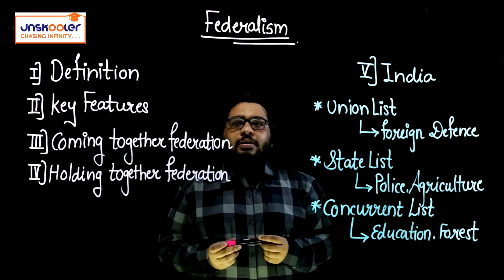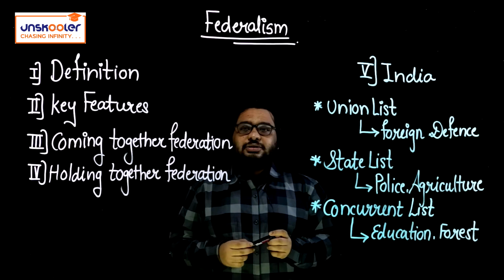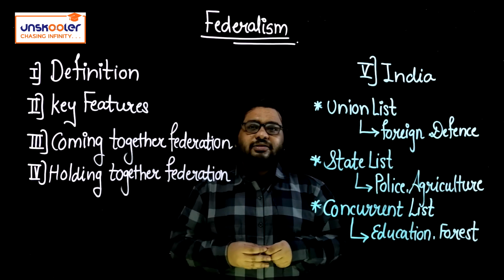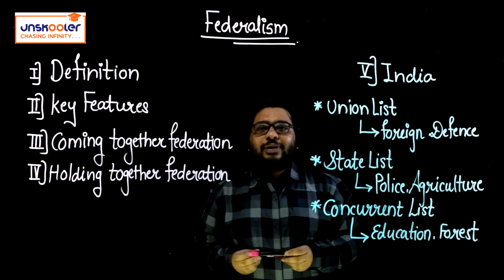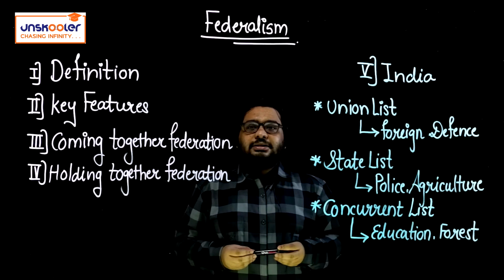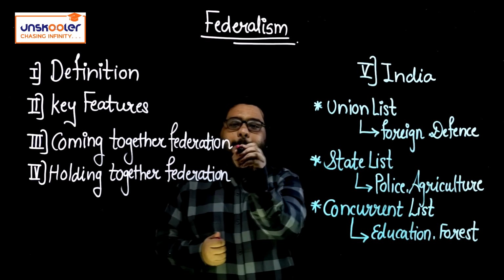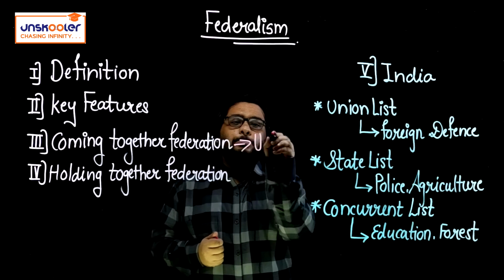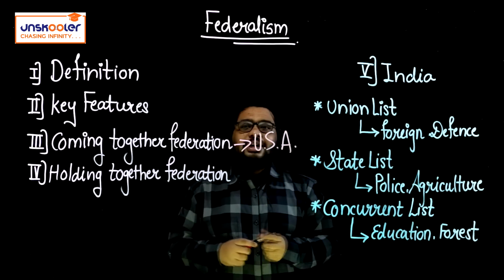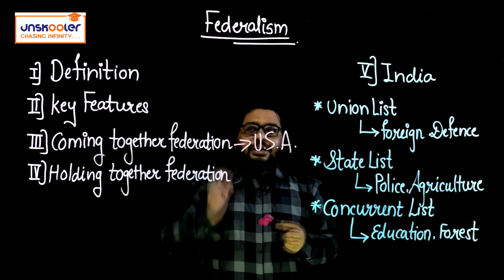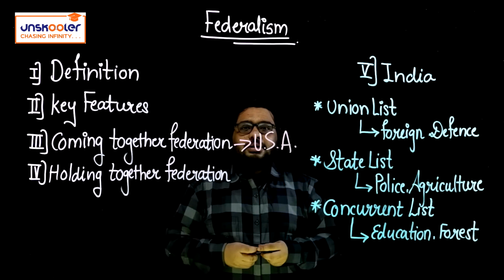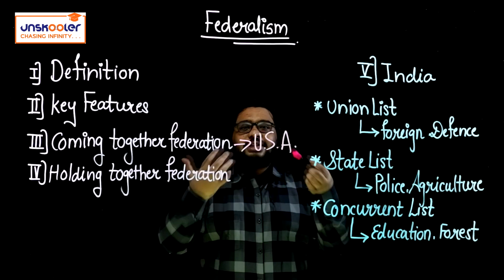Then we talk about the different types of federations. There are two broad types of federations. One is the coming together federation. A classic example would be the USA, United States of America. Coming together federation is where the states or the regions come together to give legitimacy to the central government.